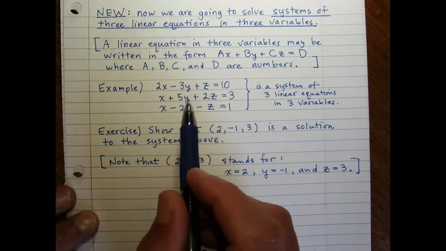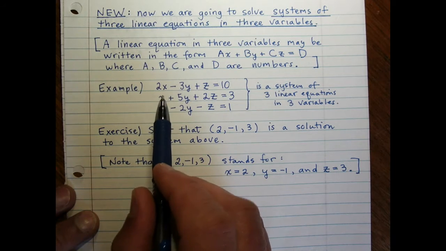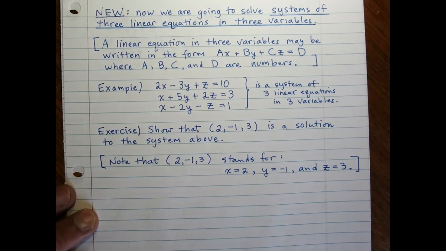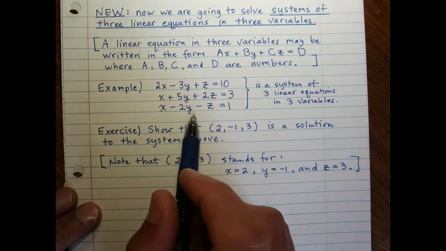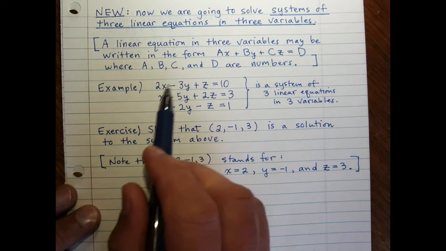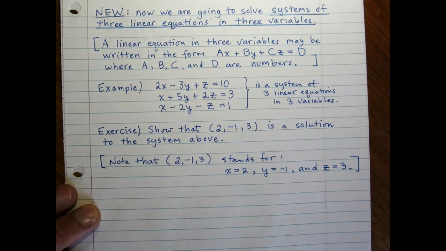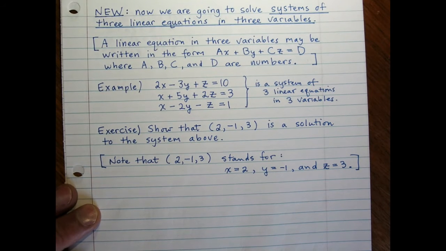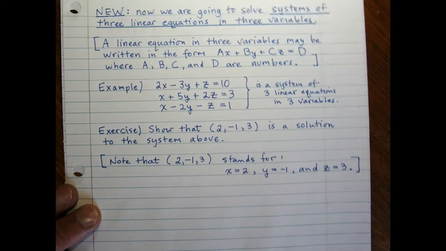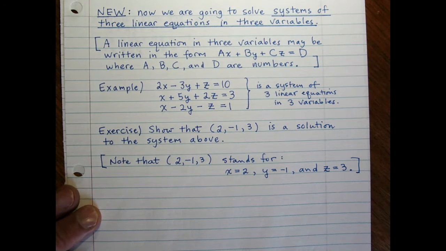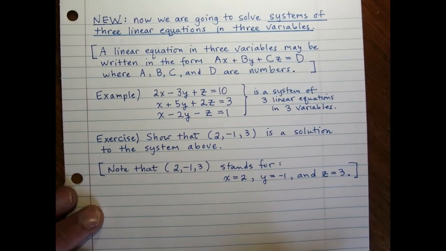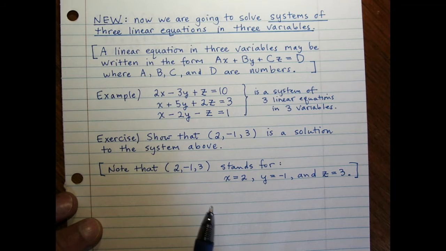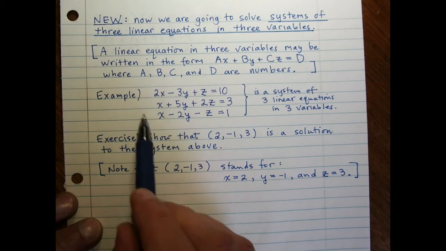Now, they have graphs too, but to graph an equation in three variables, you actually need three dimensions. You need an x, a y, and a z axis. The graphs of these equations are not actually lines, they're planes. They're two-dimensional planes, like flat sheets, sitting in three-dimensional space. So we still call them linear equations, though, even though their graphs are not lines. Their graphs are planes.